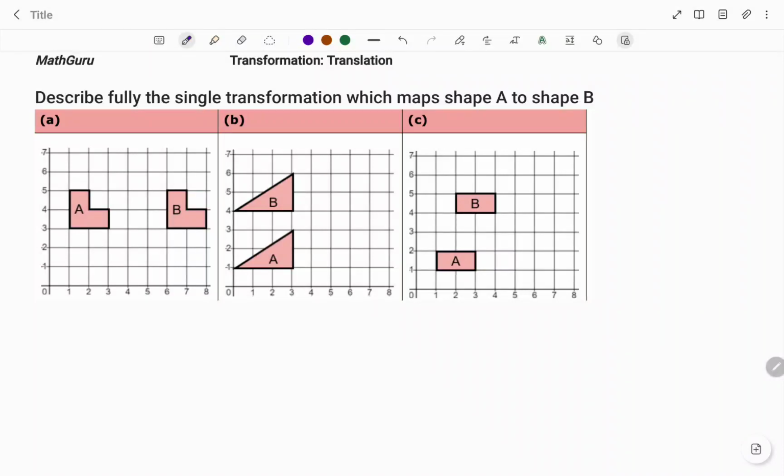In this video, I'm going to describe the transformation that has occurred in each of the following diagrams.